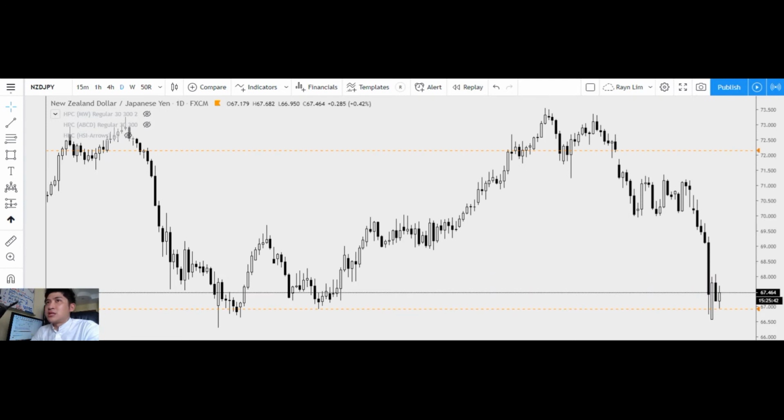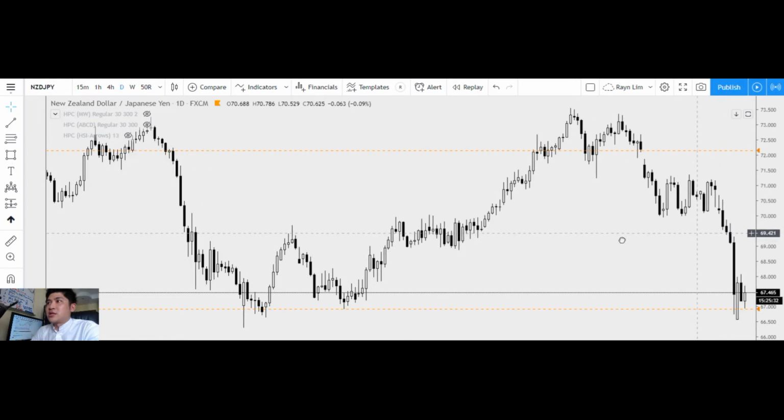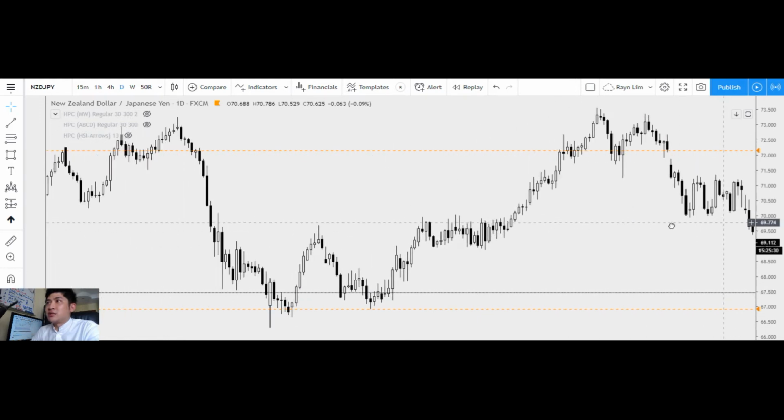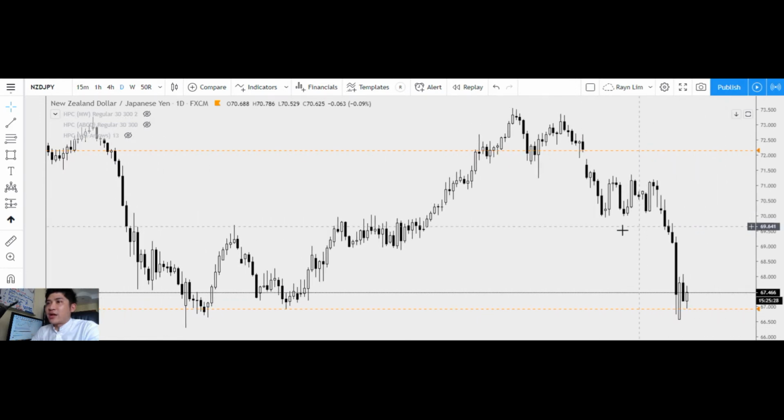All right, down to the New Zealand yen, favorite pair of the year for sure. You can see this huge bearish movement. As you can see in one screen size, this entire setup is a sideways movement right now. Market has retested support and respected the support level.